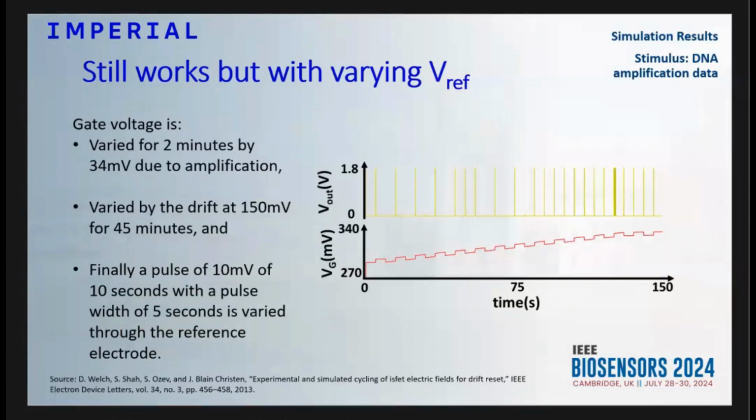But this is something novel as well, where now this is the real data from one of the past chips where we vary for 2 minutes by 34 millivolts due to amplification. A further variation is due to drift at 150 millivolts for 45 minutes, right? That causes the slope. And then finally, this is what we add: a pulse of 10 millivolts every 10 seconds with a pulse width of 5 seconds. And this is varied through the reference electrode. And what do you see? That's the spike burst, right? So that happens there and we're able to figure this out again.